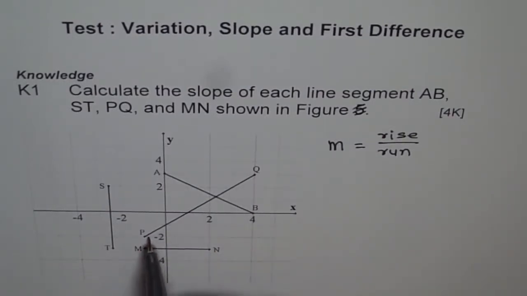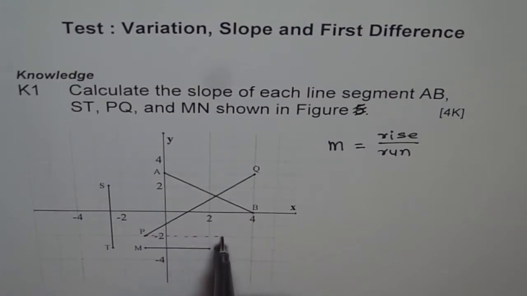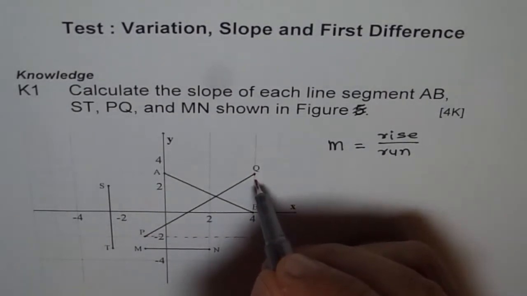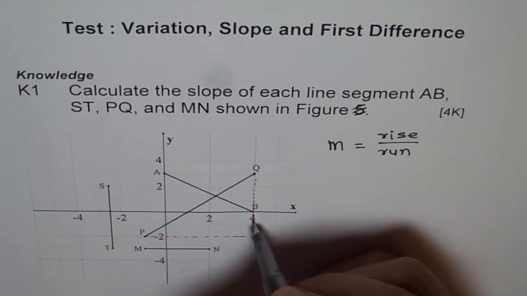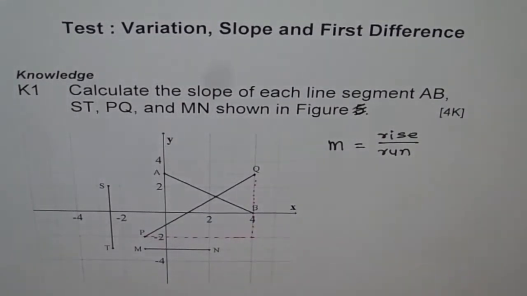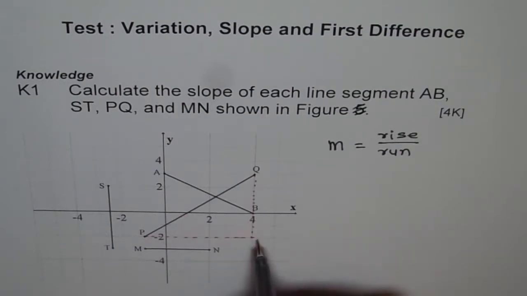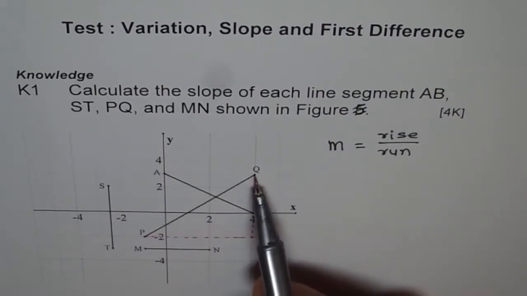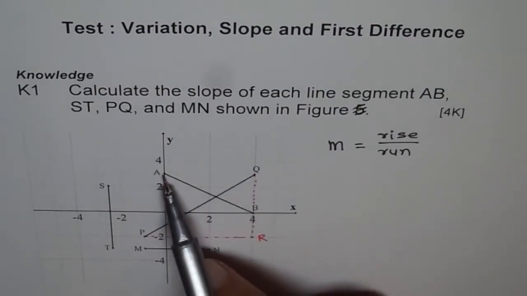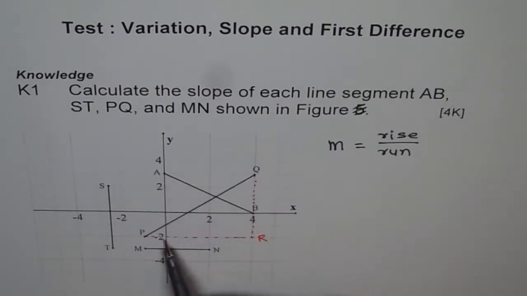So what I can do is, I can actually join these points and show you what slope means. If I do that, rise is from P to this point, right? Let's name this point R just for understanding's sake. Then rise will be the difference of y values. The y value here is 3 and the y value here is -2.